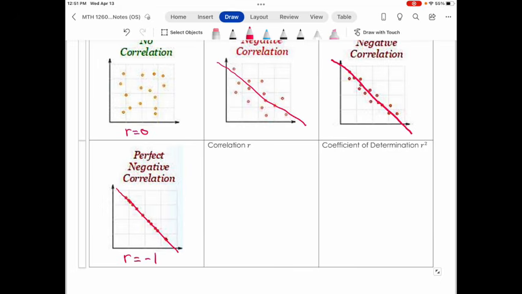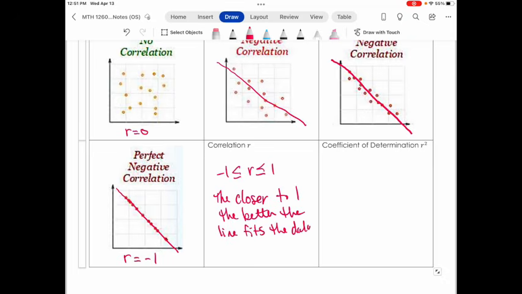So for correlation, R is always going to be between +1 and -1. The closer to 1, the better the line fits the data. And then the positive and negative just indicates which way the line is tilted. So positive is an increasing line, left to right, and negative means it's a decreasing line, left to right.